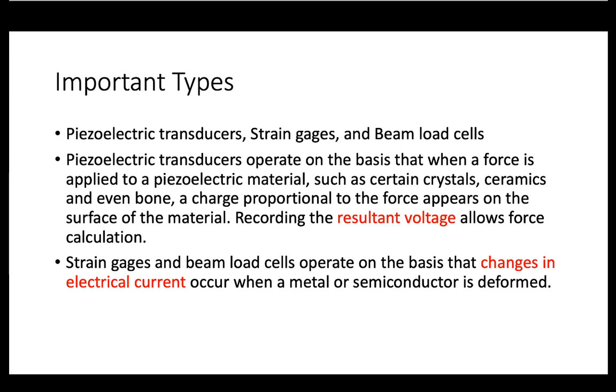So the material used in these strain gauges and beam load cells is either metal or some semiconductor material. Again it will lead to a change in the current, and that will produce an electrical signal. So the main idea is that there are three kinds of these force transducers, mainly on the basis of construction: piezoelectric, strain gauges, and beam load cells.